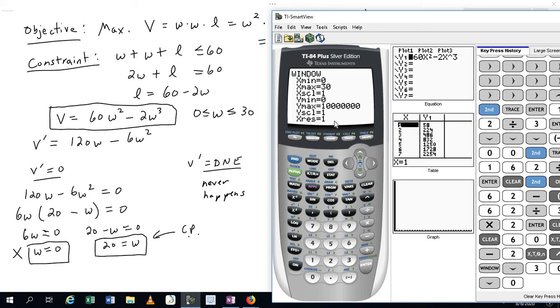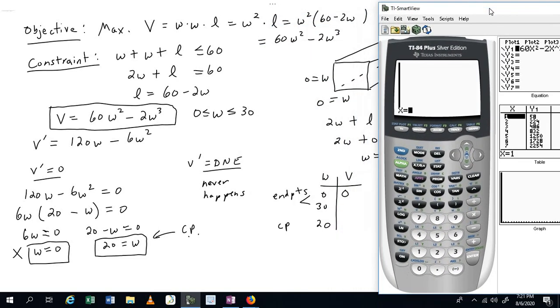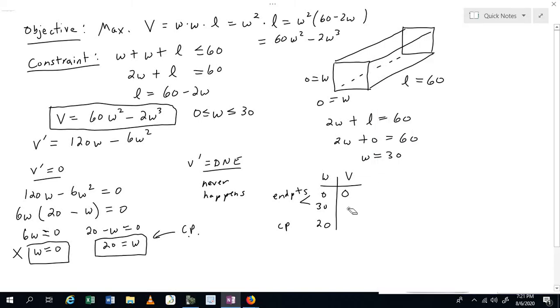And then once you've adjusted your window, then you can go and use the calc button. So go to the second button here and then calculate or calc. And then you want to select value, so press enter on that one. And then it'll prompt you for the x value. Okay, so in this case, we're trying to find it when the x value is 30, right? When W is 30. And then press enter, and you can see that you get 0 out. Okay, so the volume in that case would be 0.